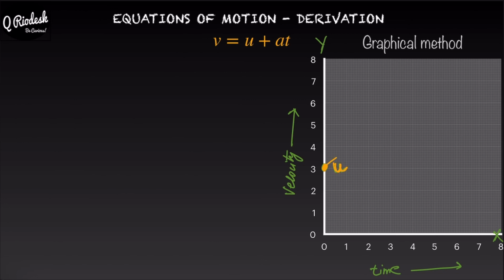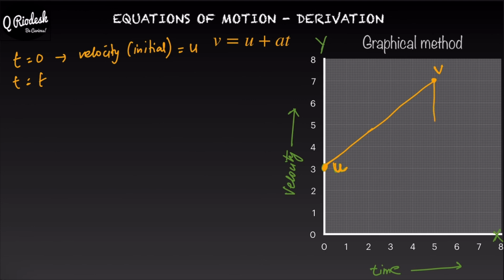As the time increases, the velocity also increases, and it reaches a velocity of v, which is the final velocity. For example, when time t equals 0, the velocity, that is the initial velocity, is equal to u, and when t equals t, the final velocity becomes v.